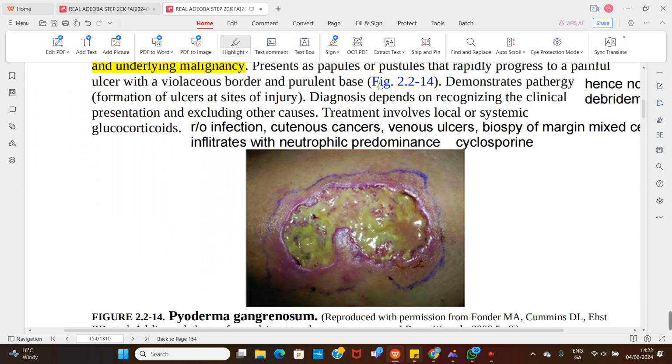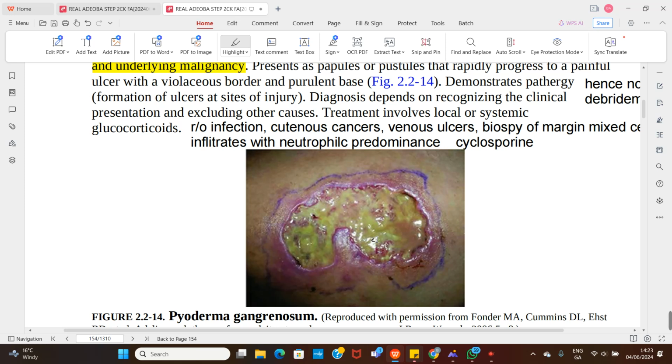So it demonstrates pathergy. This means that you are going to have new lesions, new ulcers developing in areas of trauma. So if you just inflict small trauma within the areas of intact skin, you see that these ulcers are going to be developing at that point. So that's why in managing this pyoderma gangrenosum, you don't do your debridement. You must not pick debridement in your option. So pyo means pus, purulent base, derma, the skin, gangrenosum, looking as if there's gangrene within that area.